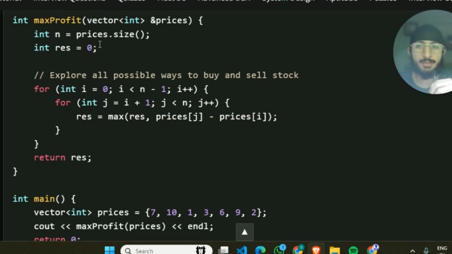You can see n is prices.size, result is 0. So explore all possible ways to buy and sell stock. i is for buying, and j is for selling. So result is the maximum of result and prices of j minus prices of i, and return result.